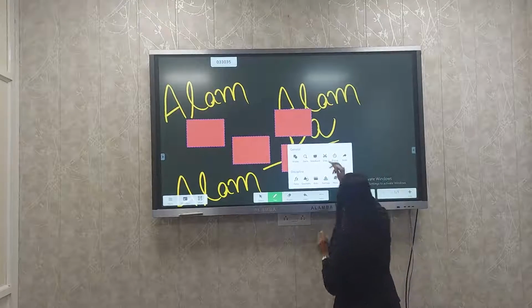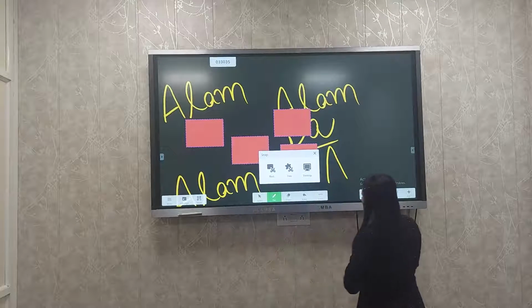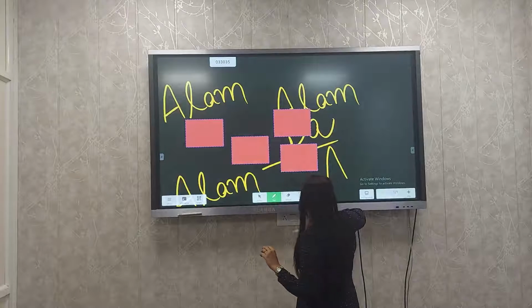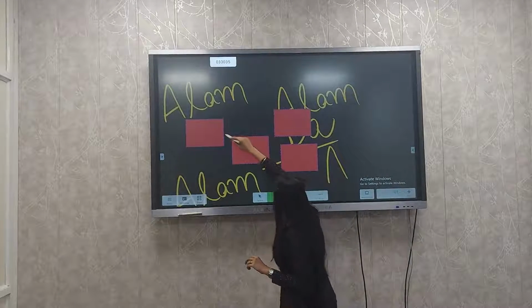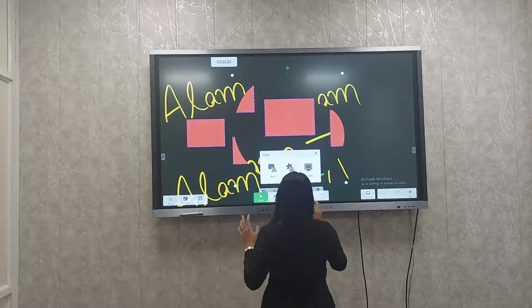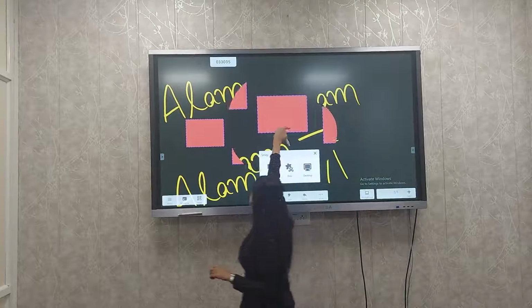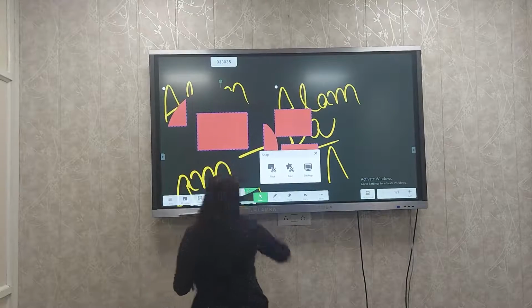Then we get snap. If I want to crop something and just keep it here, like I want to do a free snap. So this one I wanted. So you can see this circle is here, which I just cropped using the snap feature.